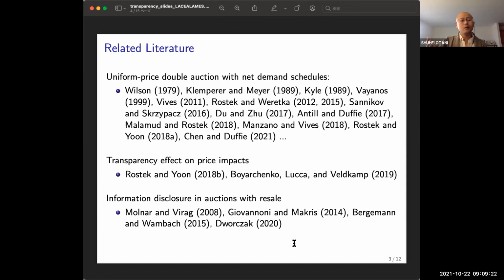And there are also papers on the information disclosure for auctions with resale opportunities. And they typically consider single unit demand case. And on the other hand, I consider multi-unit demand case. And as is well known in the literature, multi-unit demand introduces a new type of bid shading. And that is, traders may optimally reduce their demand to strategically decrease the price for the inframarginal unit they purchase. Okay? And actually, it is what the price impact captures.